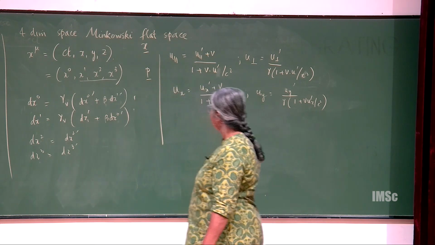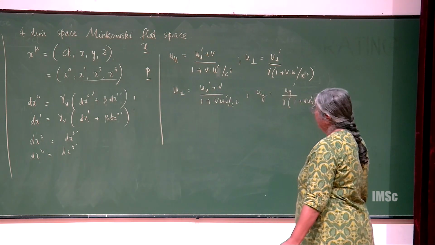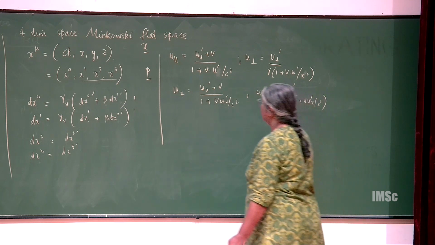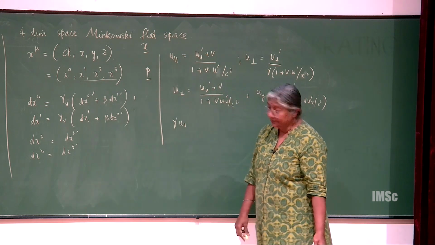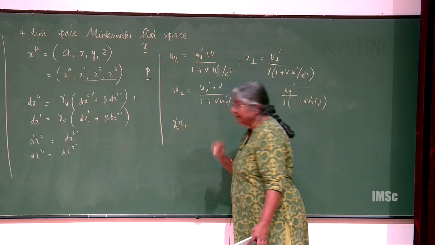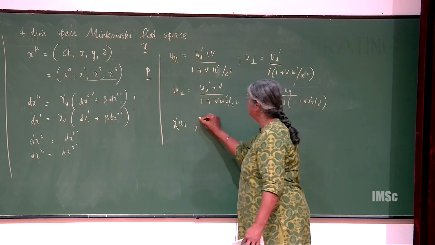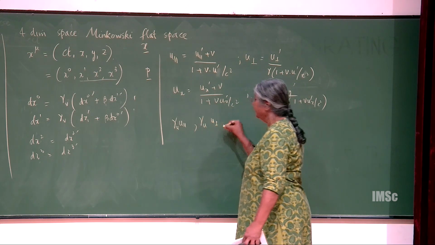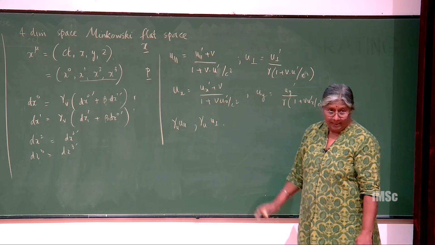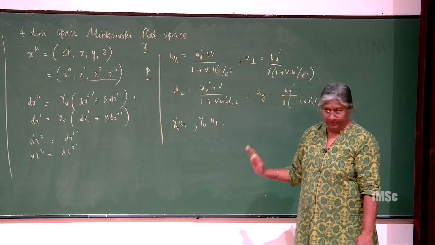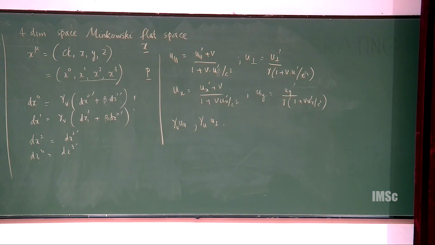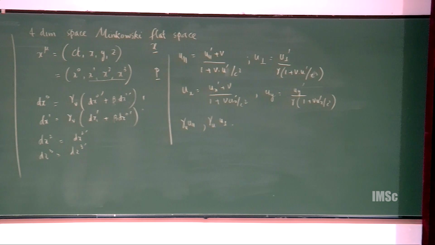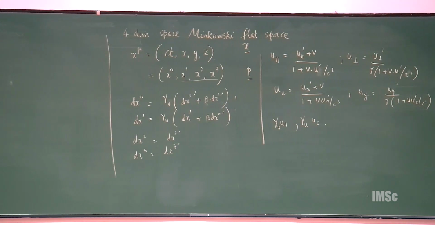However, it turns out that instead of transforming u parallel and u perpendicular, if I transform gamma u times u parallel, gamma u times u perpendicular, then this will transform like a proper 4-dimensional vector. Now there is a lot of algebra here, so I will do it for the case when I have the simple x dependent transformation only, and as homework you can do it for the general case.